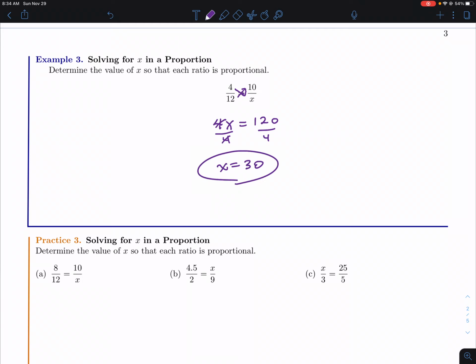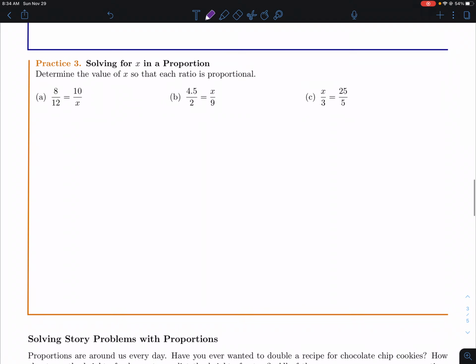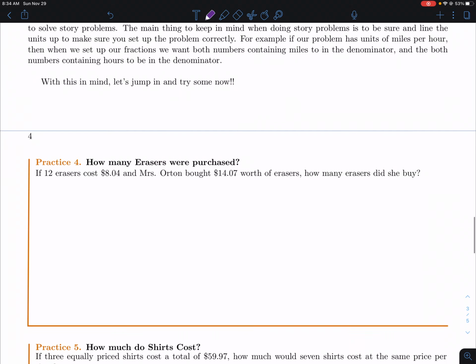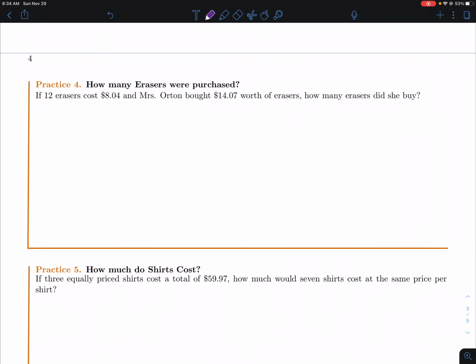In this case, we get x equals 30. Again, I've got practice 3 for you to work on. Go ahead and do the same thing. Pause the video, cross multiply, solve for x. When you're done, we'll come back and look at some story problems. These are exactly the same idea. You should be able to set these up as 2 ratios and cross multiply to solve.